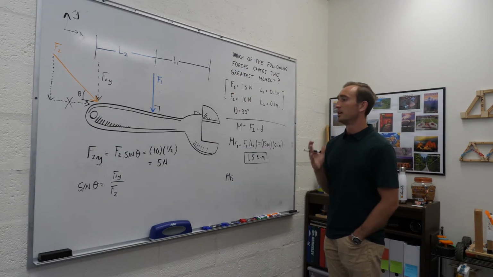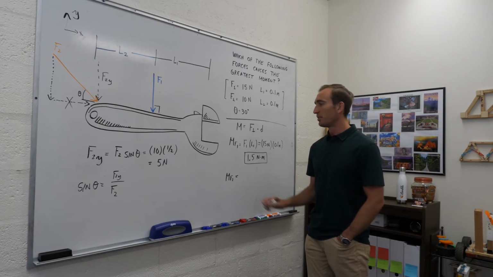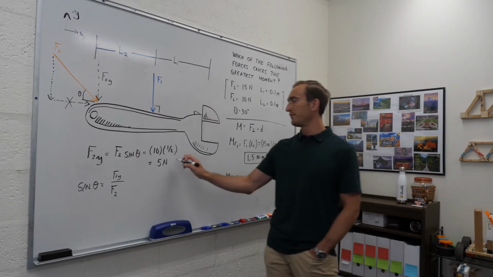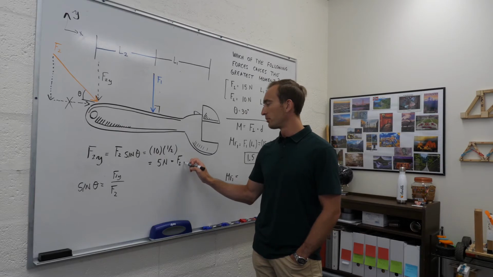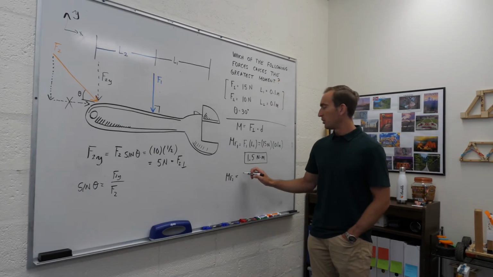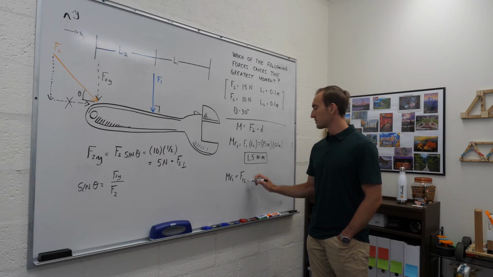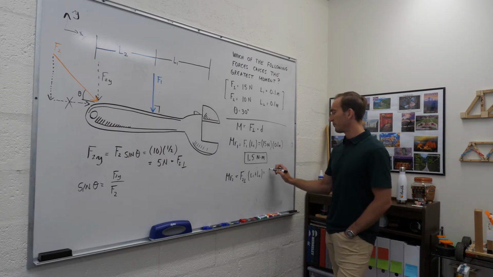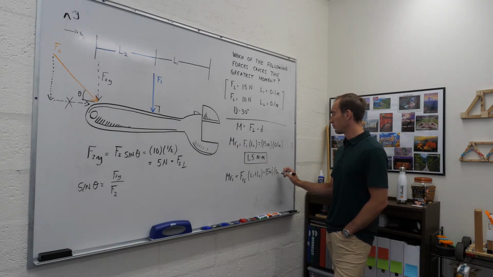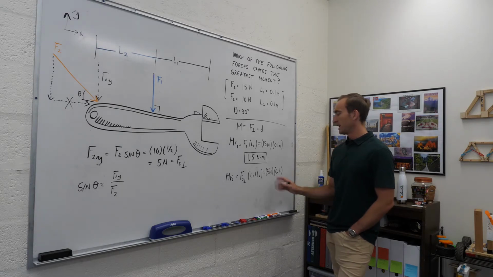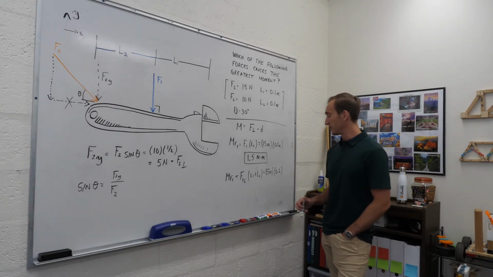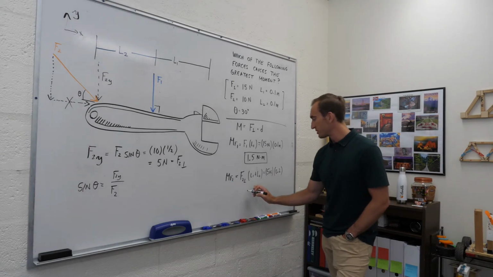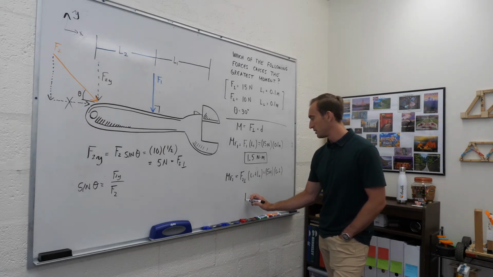Okay, now that we've found the perpendicular component of F2, our 5 newtons is effectively F2 perpendicular. We can multiply that by the distance of L1 plus L2. So we get a value of 5 newtons multiplied by 0.2. And the answer that we get for this particular question is that the moment caused by F2 is going to be equal to 1 newton meter.